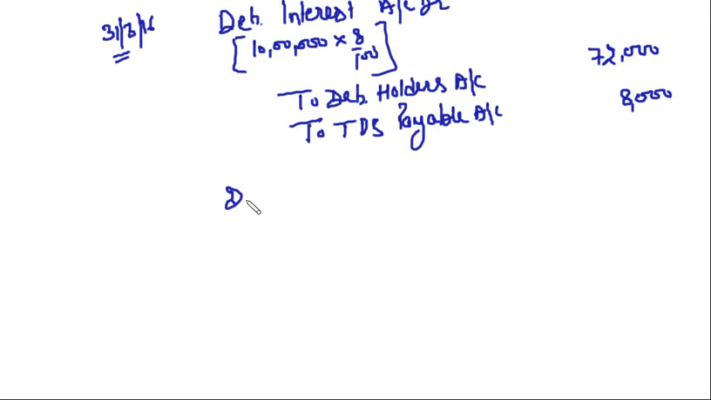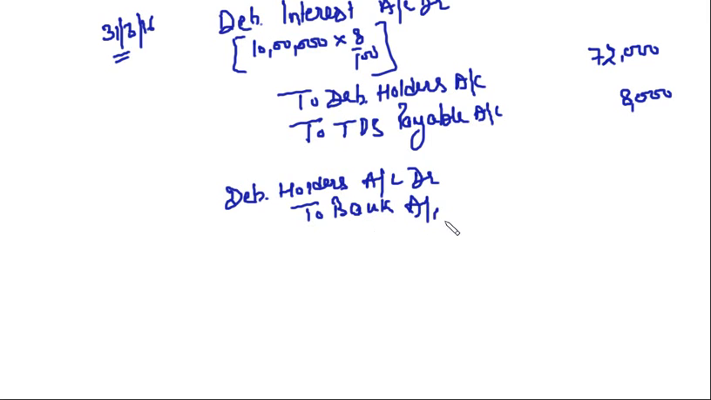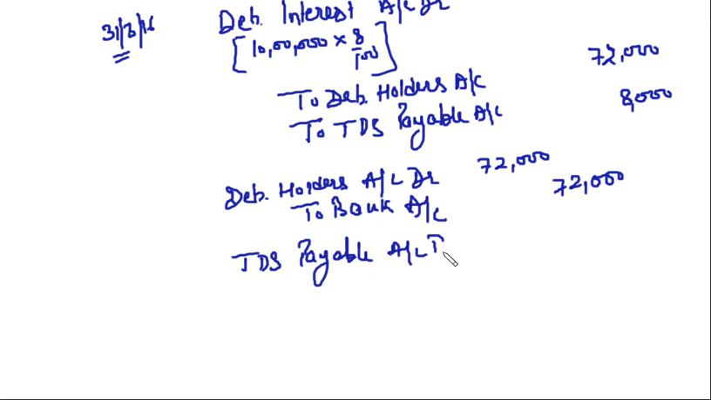Now they say the amount is paid. So when you are making the payment, it will be debenture holders account debit to bank account 72,000, and TDS payable account debit to bank account 8,000. Clear?